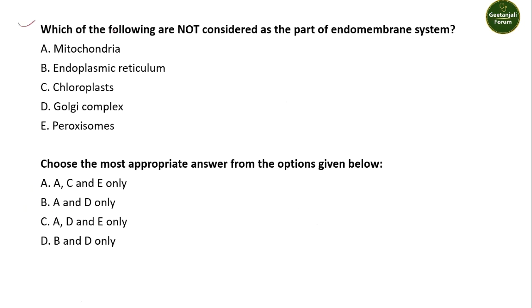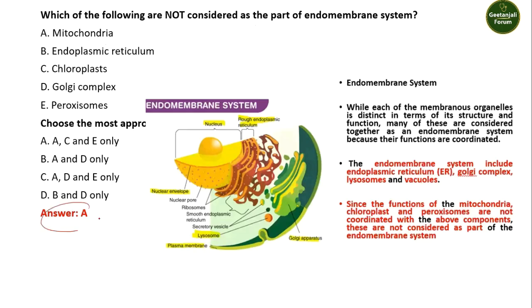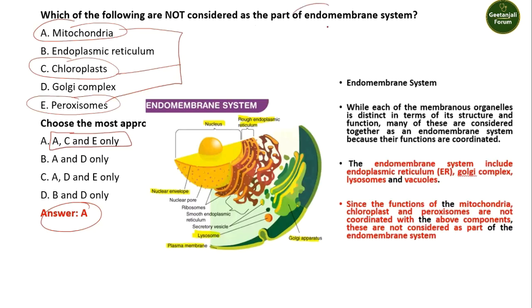Now next question. Which of the following are not considered as part of the endomembrane system? So I have taught you about the endomembrane system. So which organelles are not part of that endomembrane system? They have given the options: mitochondria, endoplasmic reticulum, chloroplast, Golgi complex and peroxisomes. So its answer is A, which is A, C and E. A means mitochondria, C is chloroplast and E is peroxisomes. These three are not part of the endomembrane system. You can see here, the endomembrane system includes endoplasmic reticulum, Golgi complex, lysosomes and vacuoles.